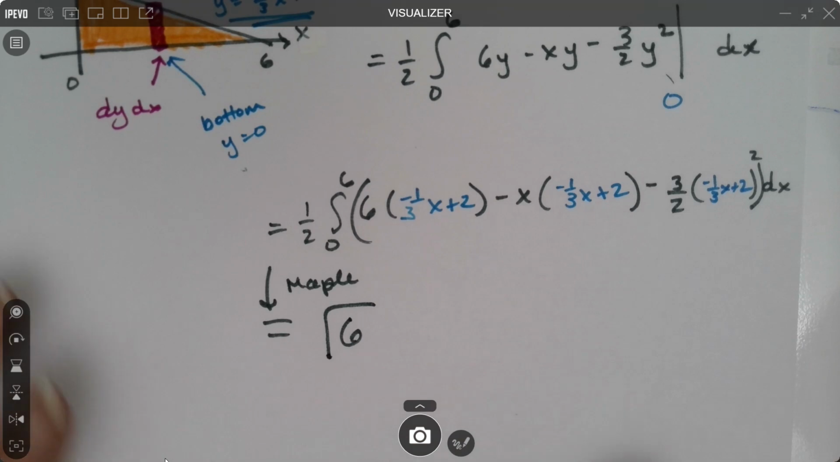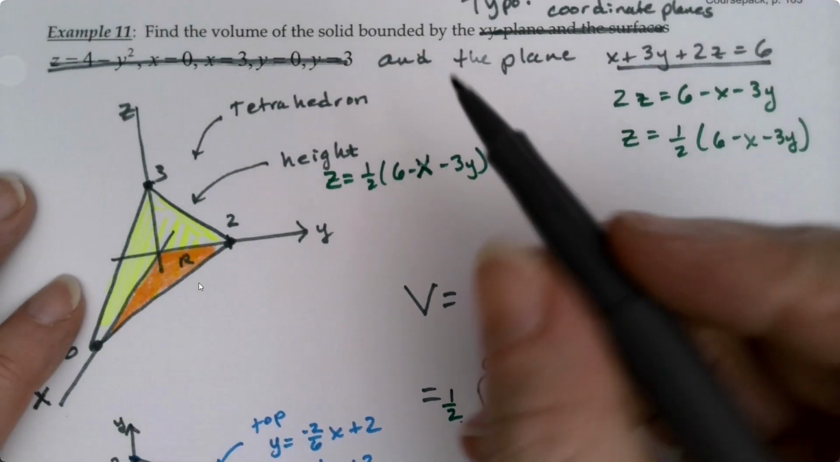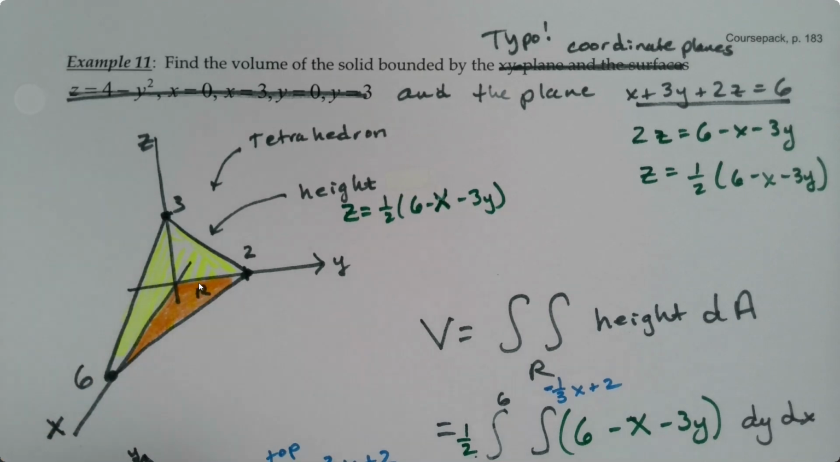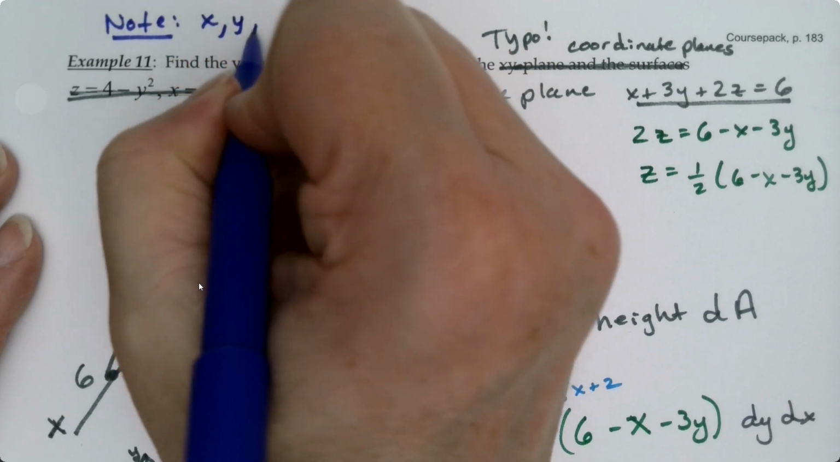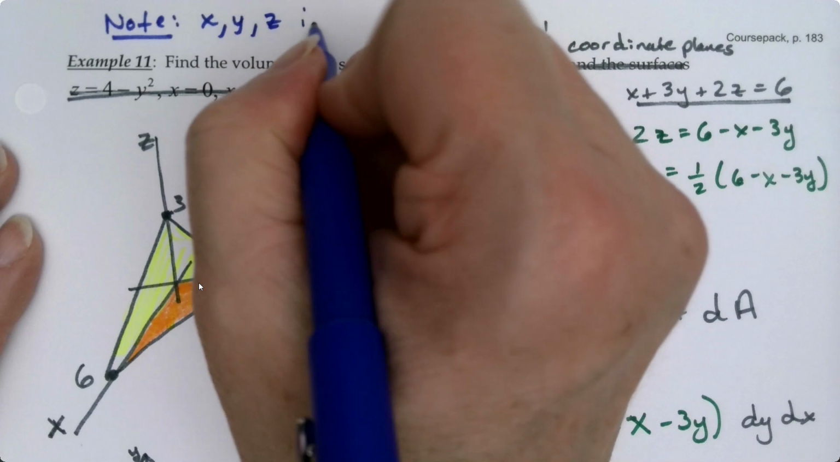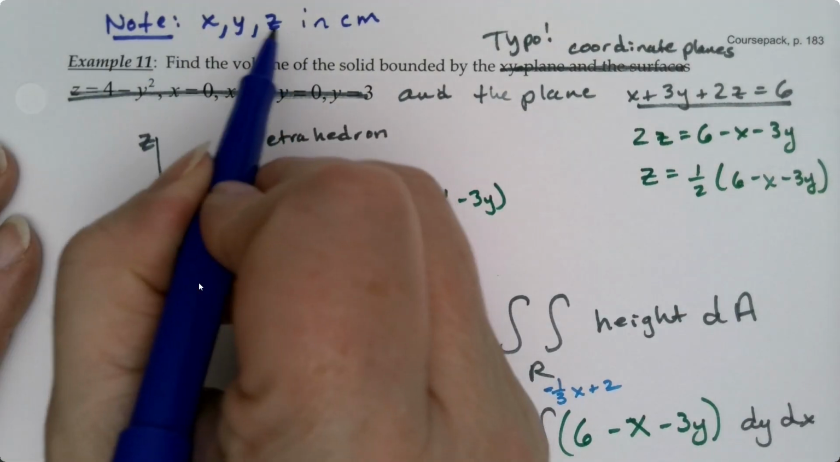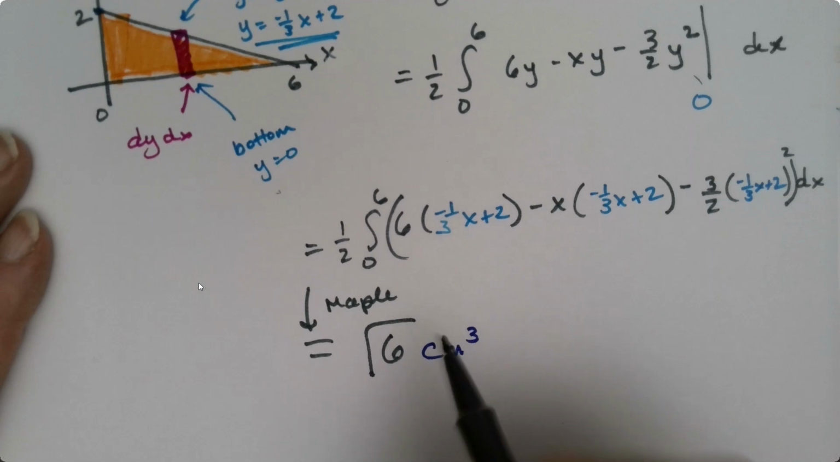Now, let's think. Let me just kind of pretend, if I state up here that x, y, z are in centimeters, pretend, right? So let's just add that piece at the top. Then when we find this, it'll be centimeters cubed because this is a volume.